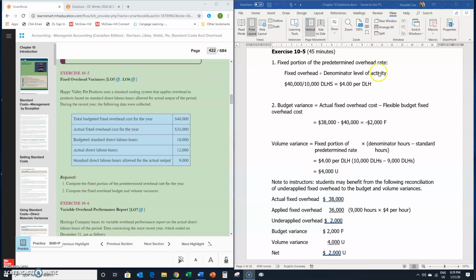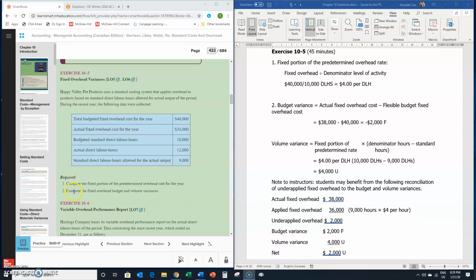So the fixed portion of the predetermined overhead rate is your fixed overhead divided by your denominator level of activity. We're told it's based on direct labor hours, so that's going to be our denominator. So fixed overhead, our budgeted amount for the year at $40,000, divided by our denominator level of activity, direct labor hours, and the budgeted amount for that was 10,000. So that works out to $4 per direct labor hour.